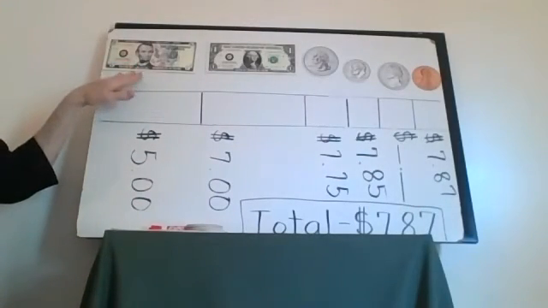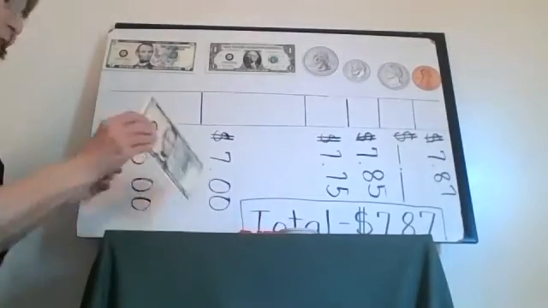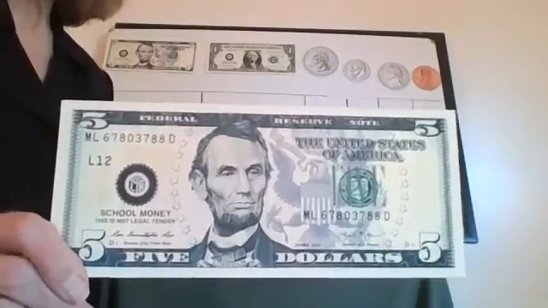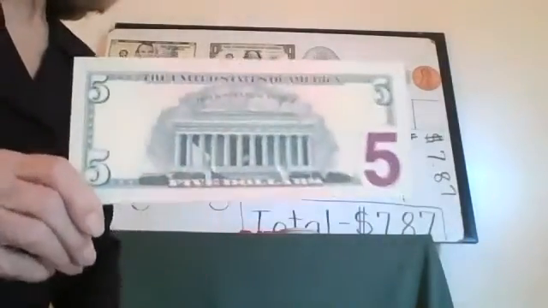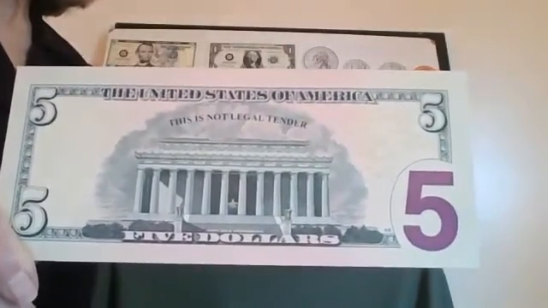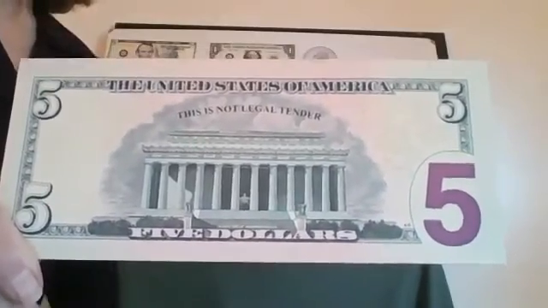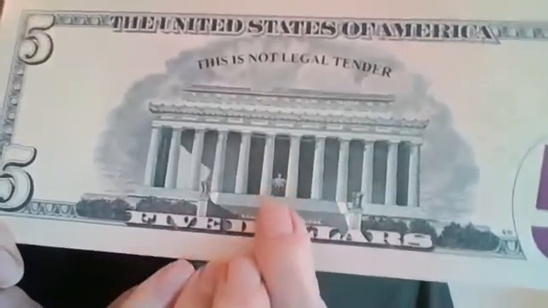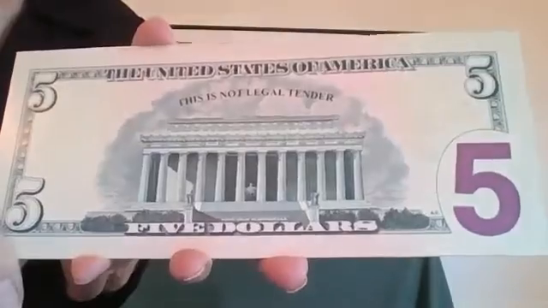We start out with the $5 bill. I'm going to show this one up close. This is Abraham Lincoln, and he's on the $5 bill. If we look on the other side, we have a nice picture of the Lincoln Memorial in Washington, D.C. If you go there, you can walk up the steps and actually walk up to the statue of Abraham Lincoln. Very majestic and very big.